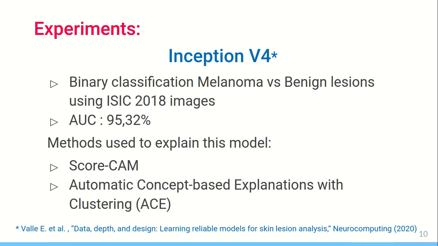pretrained on ImageNet and fine-tuned with ISIC 2018 images. The model obtained more than 95% area under the ROC curve, and we chose this model because it has previously demonstrated good performance in skin lesion analysis. The methods used to explain this model are ScoreCAM and automatic concept-based explanations, better known as ACE.